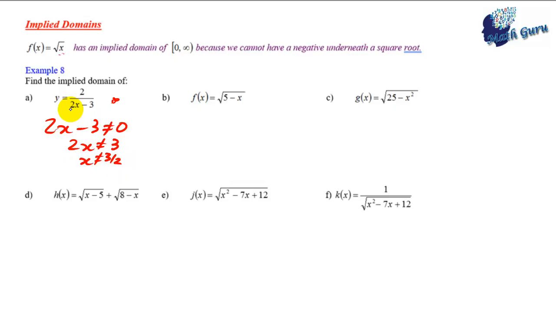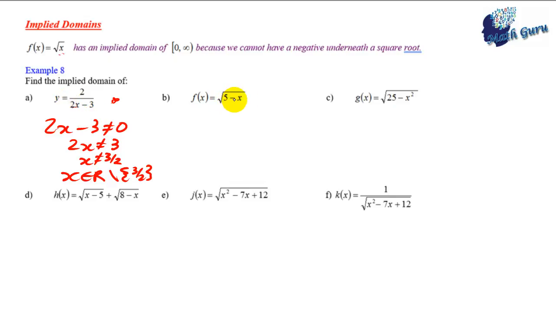If I put 3 on 2 into that, I get 2 times 3 on 2, which is 3. 3 minus 3 is 0. If the bottom is 0, we can't divide by 0. So this function is defined for all real numbers with the exception of 3 on 2, because that would make the bottom 0, and we can't divide by 0.